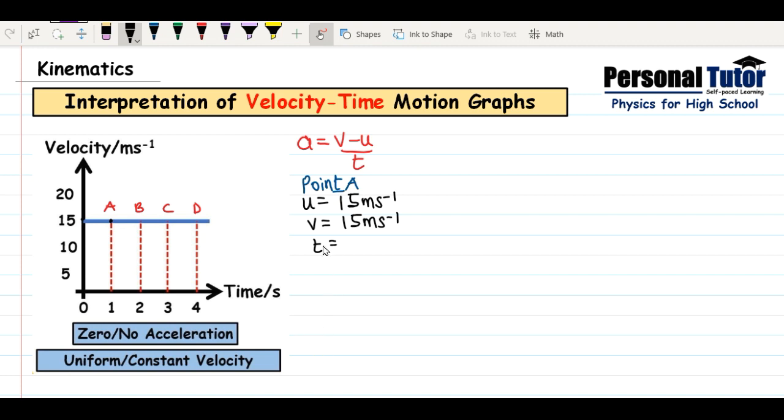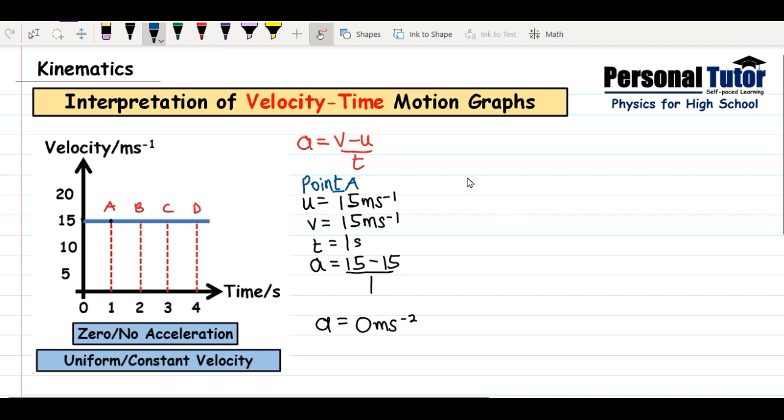The time will be 1 second. And so the acceleration at A is the final velocity 15, minus initial 15, over the time 1. And friends, 15 minus 15 over 1 is 0 meters per second squared. Okay, I believe you have punched that on your calculator.